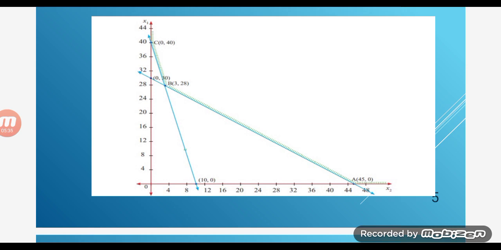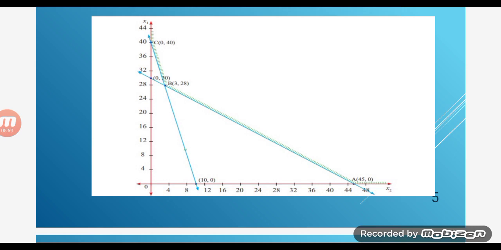Here I have marked the intersecting point as B. I have to find the value of B, so I am going to eliminate x1 and x2. I will get the value 3, 28. So my feasible region is minimum. The feasible region is obtained at the point x1 equal to 3 and x2 equal to 28.